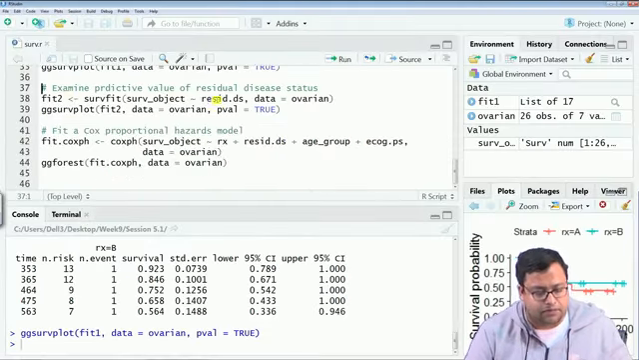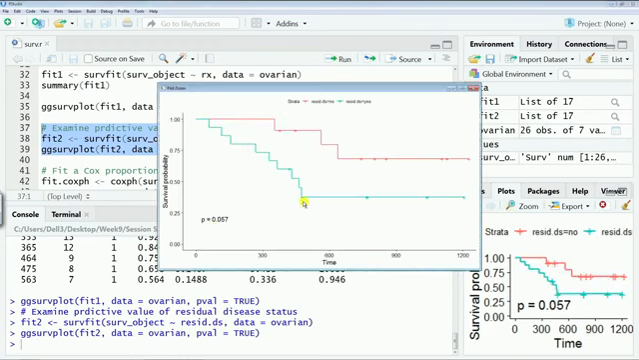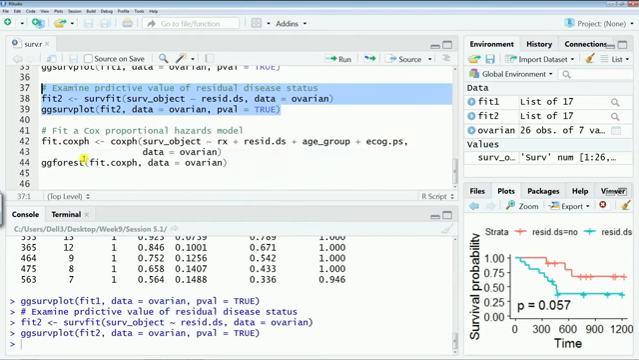If I do the same thing for resid.ds and then plot it, now it is 0.057. So, at least at the 6% level they are different, if not at the 5% level. And see, when resid.ds is no, there is less survival rate, when it is yes, very high hazard rate, very much less survival rate is something that we can see here, at least based on the data that we have. So, till now we were doing the first method. In the second method, the Cox proportional hazard model, we can actually have multiple variables.